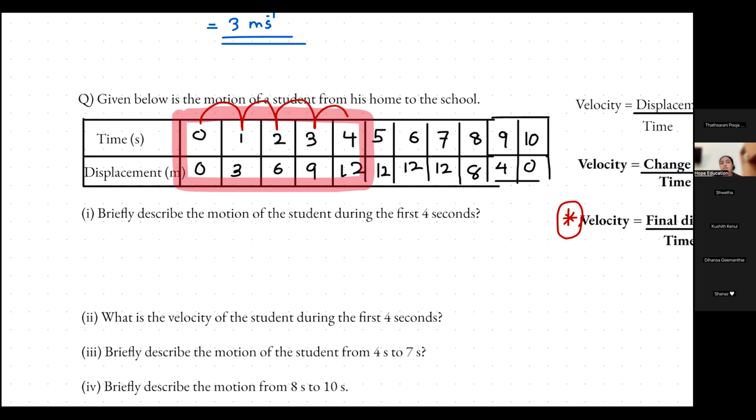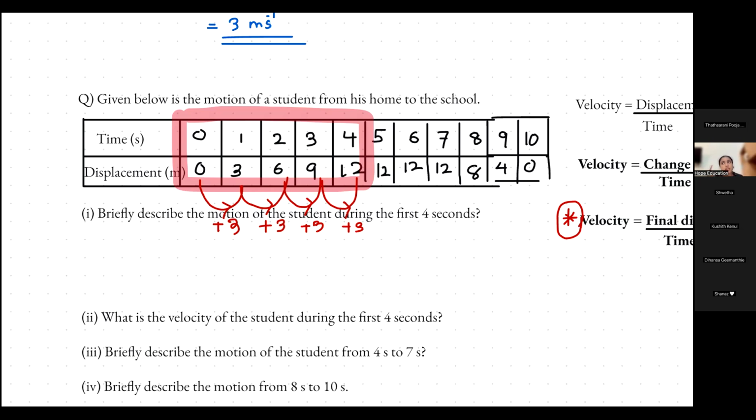So time has increased by 1 second. Let's look at the displacement. From here to here, the displacement has increased by 3. From here to here, again, the displacement has increased by 3. Again by 3. Also by 3. So throughout the first 4 seconds, every second, the displacement increase is equal.